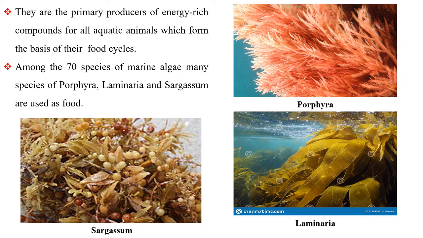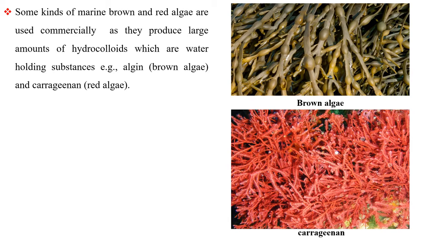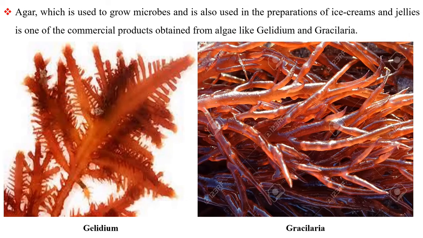Among the 70 species of marine algae, many species of Porphyra, Laminaria and Sargassum are used as food. Some kinds of marine brown and red algae are used commercially as they produce large amounts of hydrocolloids which are water-holding substances, example algin and carrageenan. Agar, which is used to grow microbes and is also used in the preparation of ice creams and jellies, is one of the commercial products obtained from algae like Gelidium and Gracilaria.